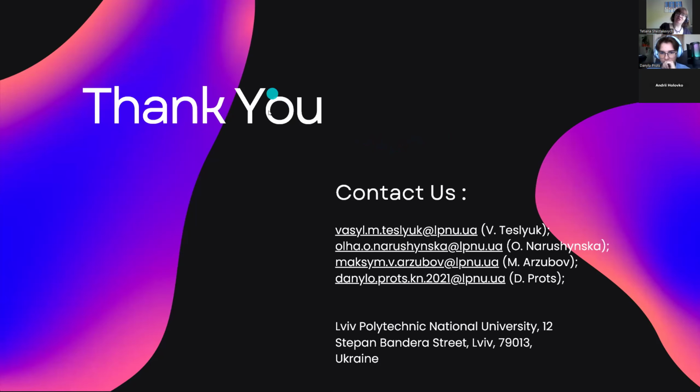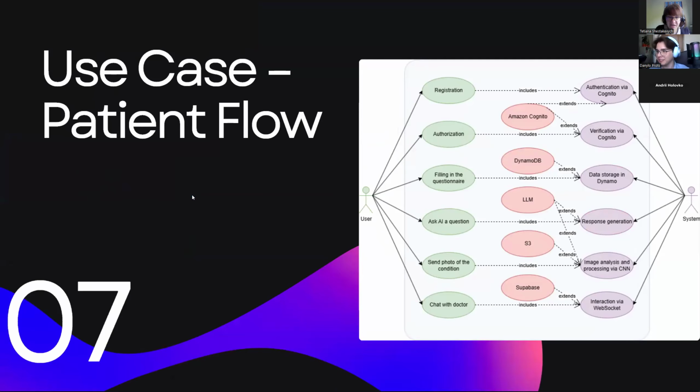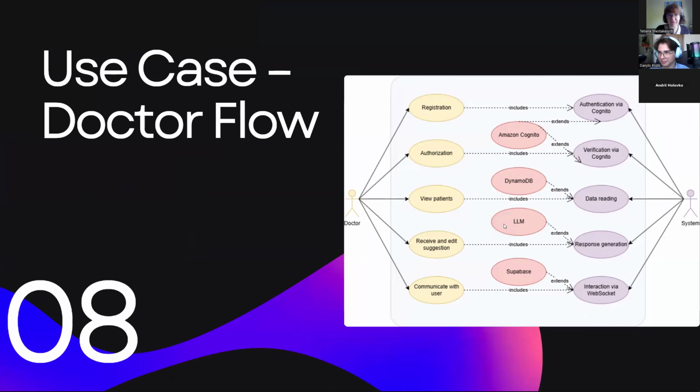Can you go back to the use case diagrams? Yes, sure. Which one, for user or for doctor? The next one. Okay, well, it will be connected to both of them, but this one is more obvious. As much as I was taught, in those circles there's supposed to be verbs like registration, and from the doctor: view patients, receive and edit suggestion, communicate with user. These three are based on verbs.